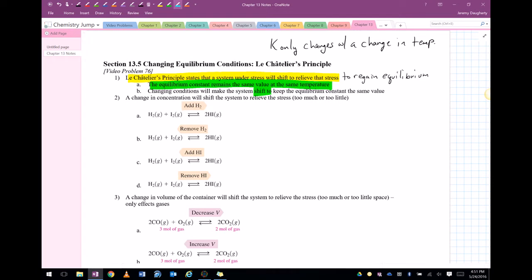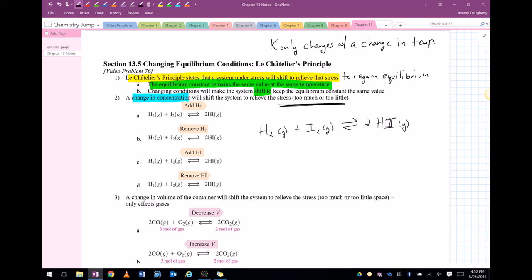The first one we're going to talk about is a change in concentration. The important part here is identifying the stress. In other words, what's making the system go out of equilibrium. So take a look at this one. We've got hydrogen, I'm just going to rewrite it here, plus iodine forms 2 hydrogen iodide. Now this system has reached equilibrium.